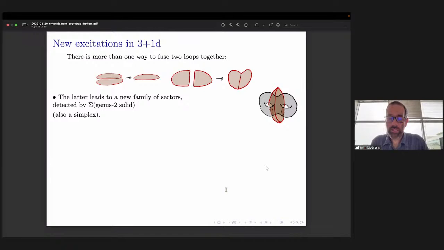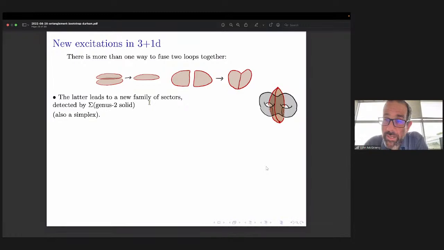And one example is that you can fuse two loops together. And there are several ways to do that. And the more interesting way to do it is to fuse them so that they share an edge, so that the resulting excitation has the topology of a graph. And in fact, these excitations are distinct from just the two loops together. And they're detected by the information convex set of a genus 2 handle body.